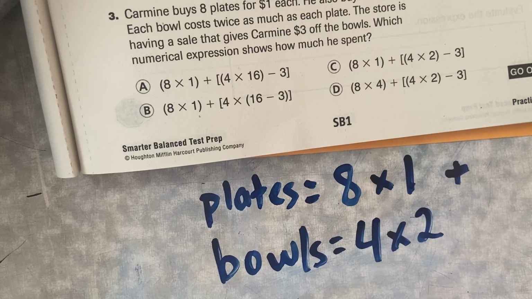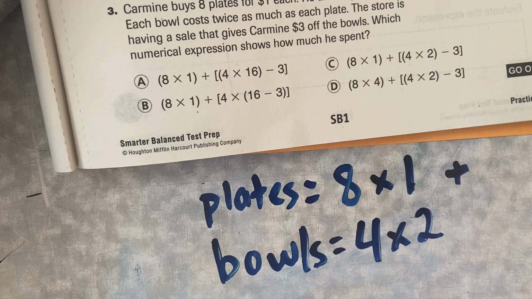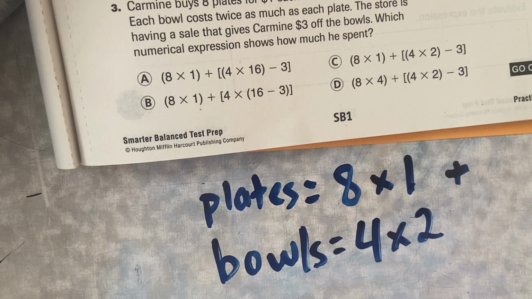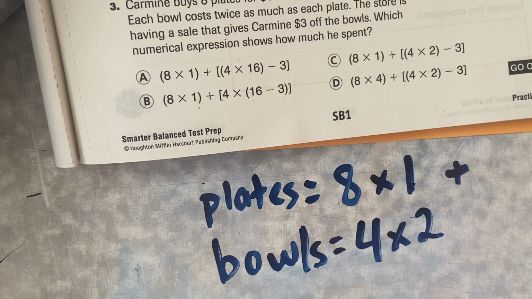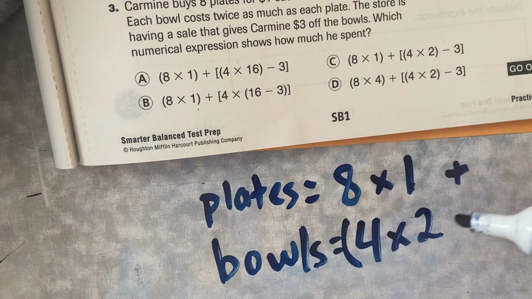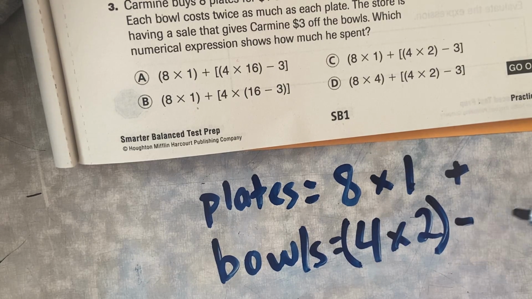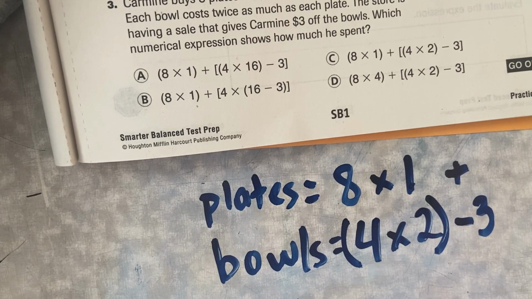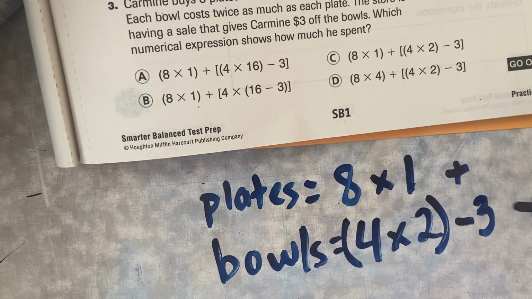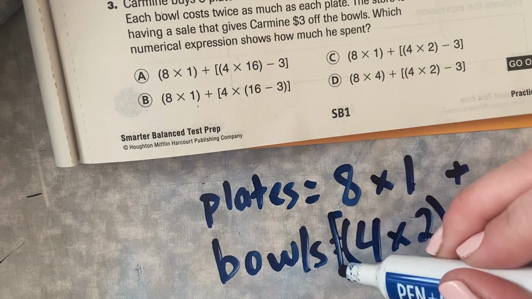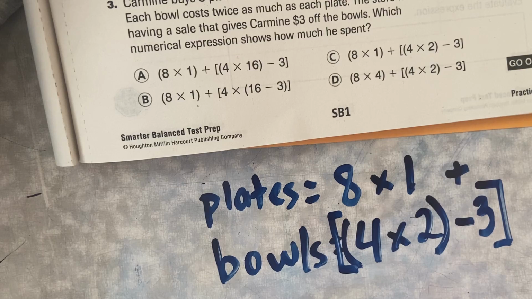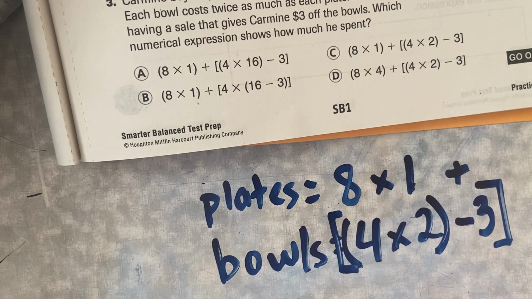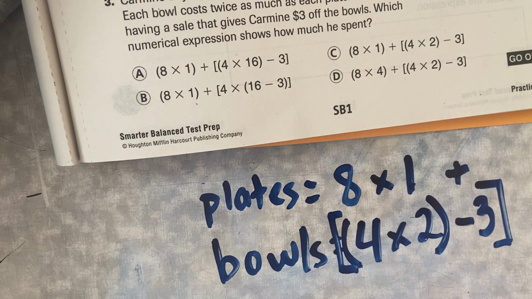Now it says the store is having a sale that gives Carmine $3 off the bowls. $3 off the bowls. And that's the bowls only, right? It isn't talking about the plates. Okay, so I'm going to group 4 times 2 together, and I'm going to put subtract 3 there because that will show that I'm going to take $3 off the bowls. And then the last thing that I'm going to do is group this stuff together. 4 times 2 is already in parentheses, but I want to group that with subtract 3 because that $3 is only taken off of the cost of the bowls. It's not taken off the cost of the plates.